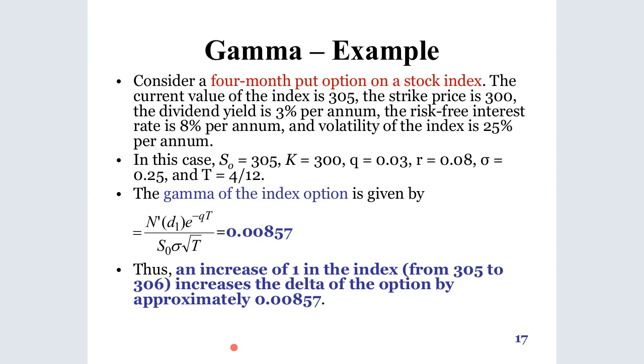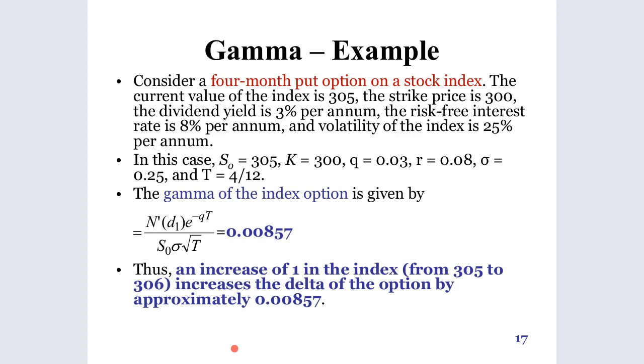Let me give you an example. I have a 4-month put option on a stock index. The current value of the index is 305. The strike price is 300. Dividend yield is 3% per annum. The risk-free interest rate is 8%. Volatility of the index is 25% per annum. So my S0 is 305, my strike is 300, q is 3%, r is 8%, sigma is 0.25, and time is 4 months.